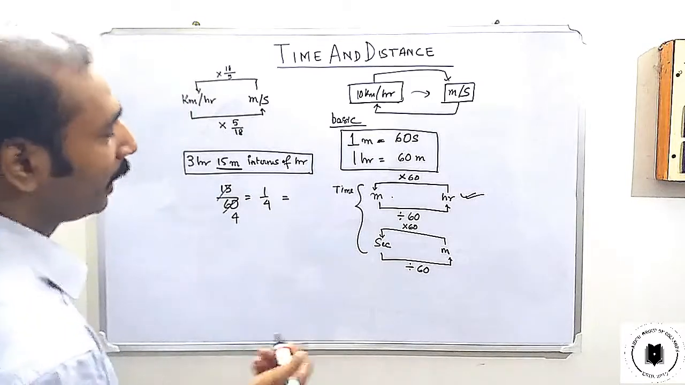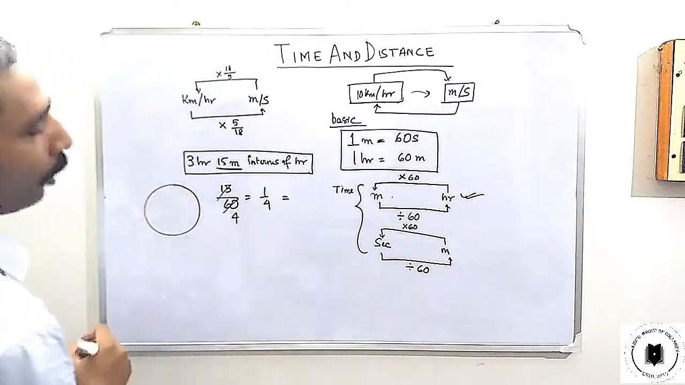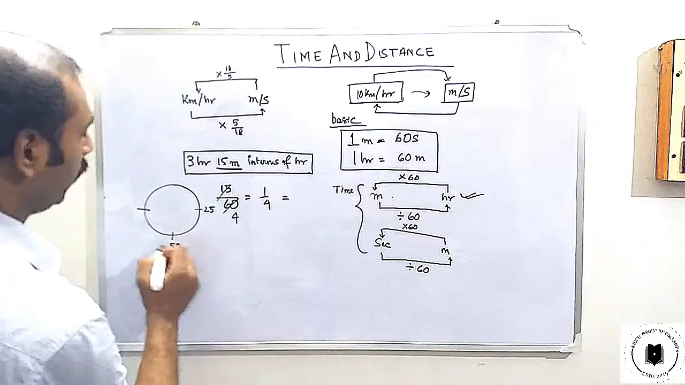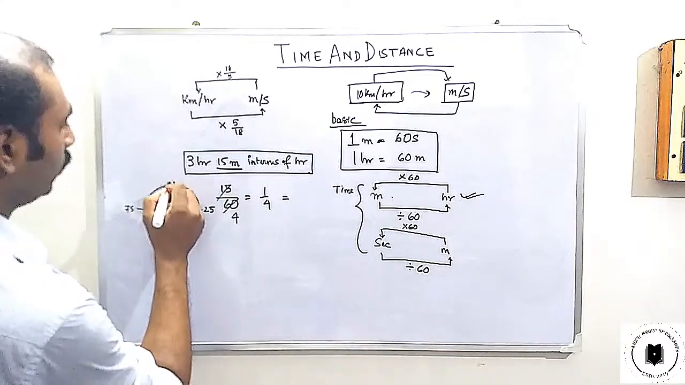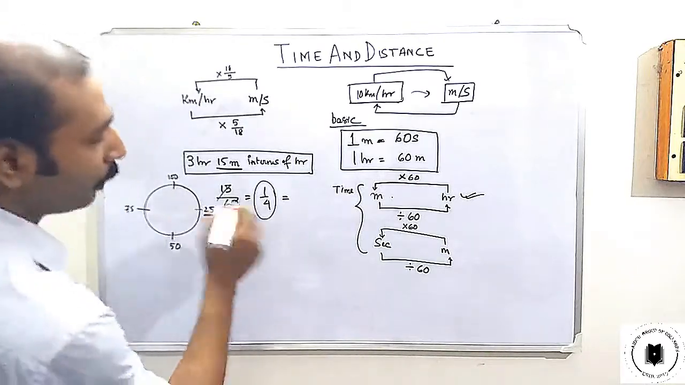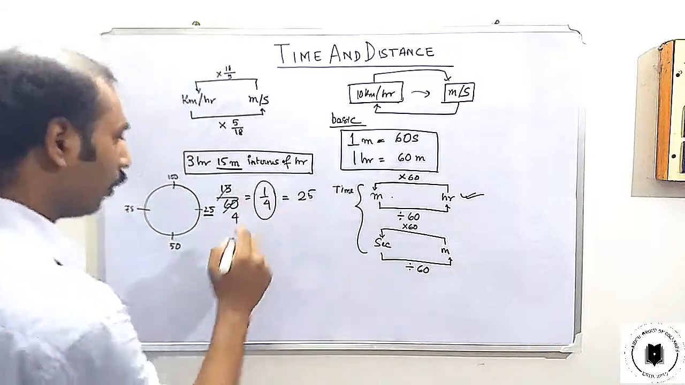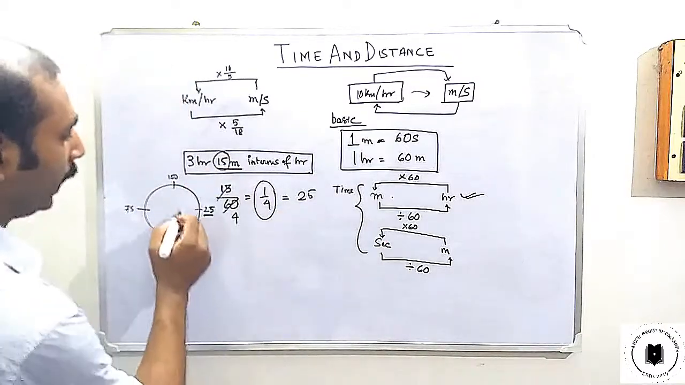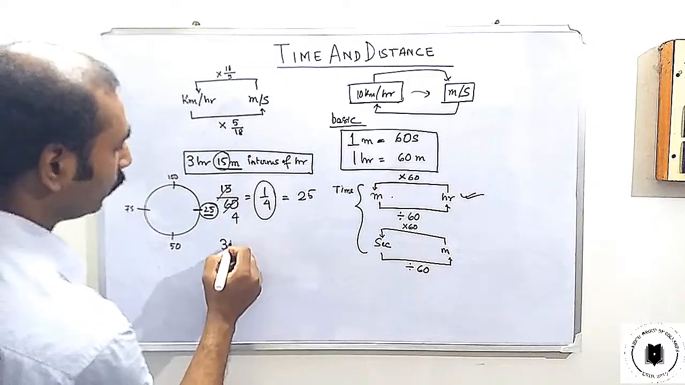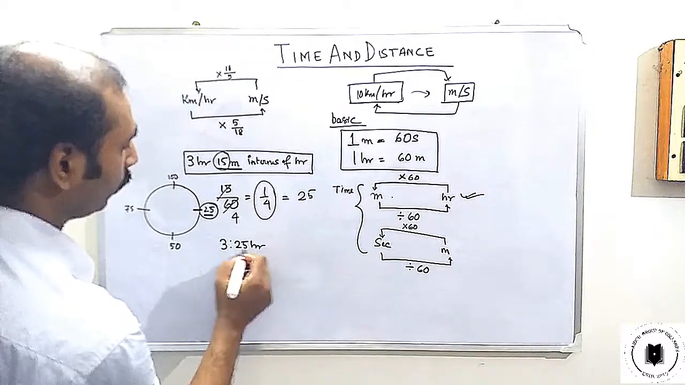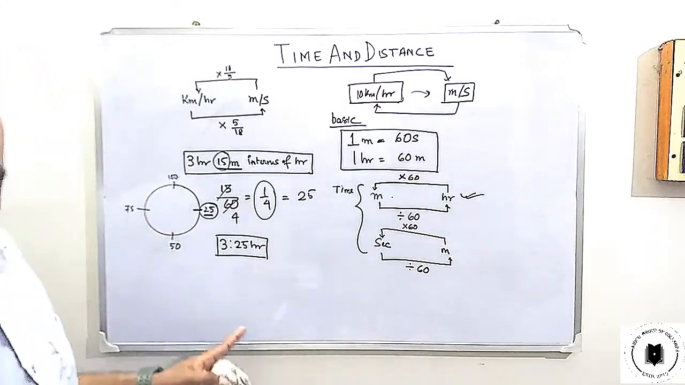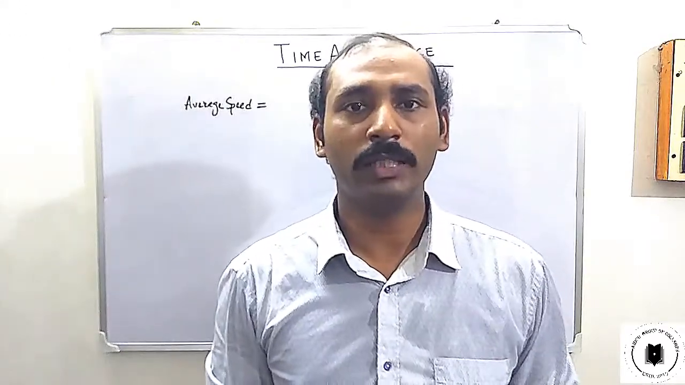We can get a clear idea by drawing a clock. So this is 25, this is 50, this is 75, and this is 100. So 1 by 4 is nothing but 25 out of hundred. Or we can say 15 minutes, and in our clock 15 minutes comes over here, so it is 25. So the answer would be 3.25 hours. Okay, understood?